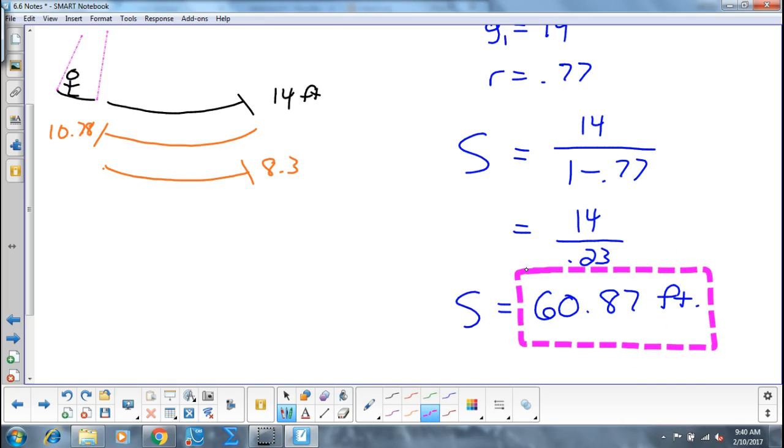Now, as I was walking around the room, some people had just put 61. Okay? That would be marked wrong. Is this 61 feet? No, 60.87 feet is the answer. Yes. Okay?